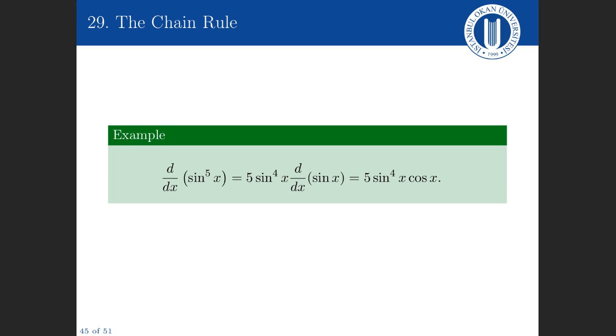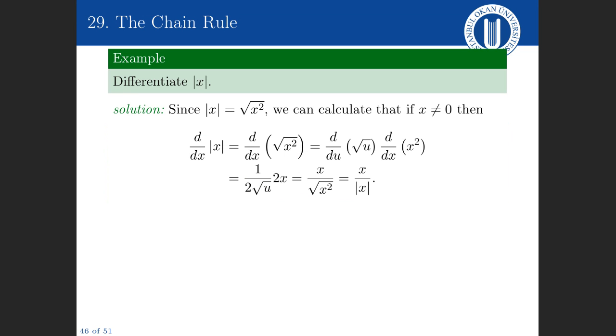For example, the derivative of sine to the power 5 of x. We have u equal to sine of x, and we're doing d dx of u to the power 5. Using our rule, we can see this is the same as 5 sine to the power of 4 of x multiplied by the derivative of sine x. We can also use this to differentiate the absolute value of x. We've looked at this before.